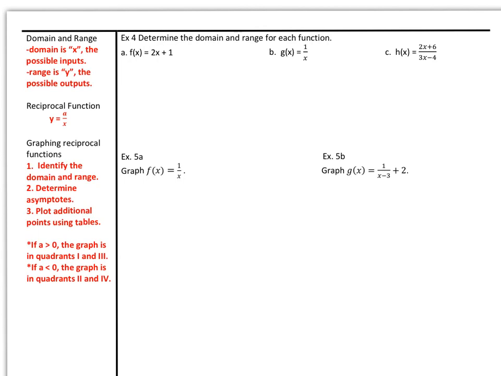In the first example, f of x equals 2x plus 1. This is an example of a line. It's just a linear function. And thinking of lines, they go to the left and right forever. There are no breaks in the line unless it's a vertical line, like straight up and down. But this one has a slope of 2 and a y-intercept of 1. Since it can go to the left and right forever, that means the domain would be x, and it would be all real numbers. You can plug in anything you want for x.